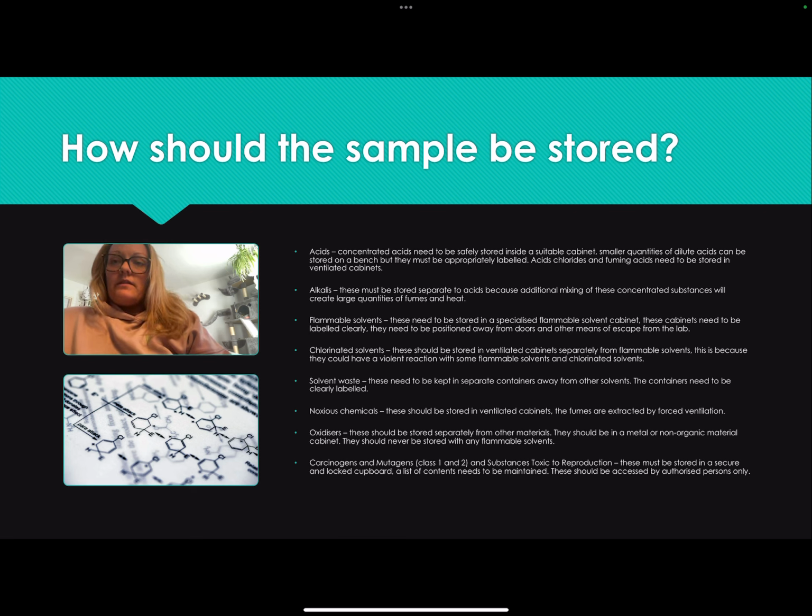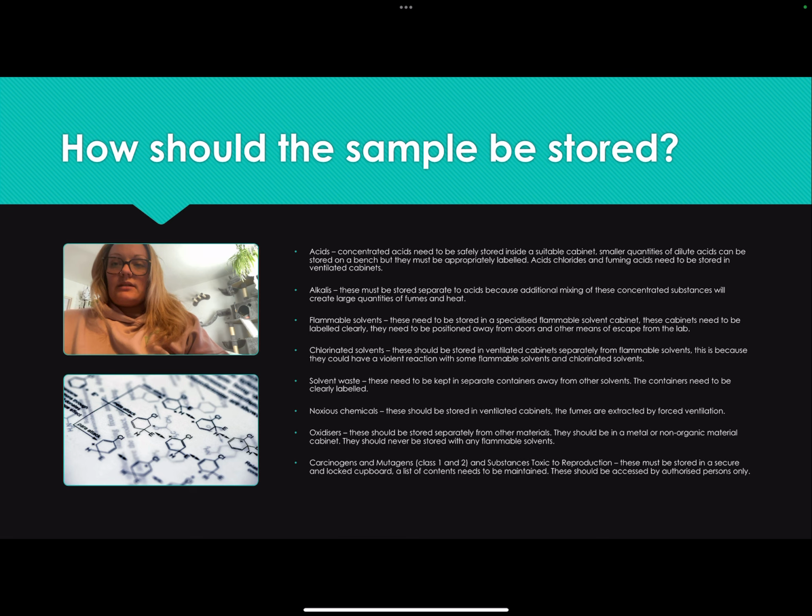Alkalis. These must be stored separate to acids because mixing of these concentrated substances will create large quantities of fumes and heat. Flammable solvents. These need to be stored in a specialised flammable solvent cabinet. These cabinets need to be labelled clearly. They also need to be positioned away from doors and other means of escape from the lab.